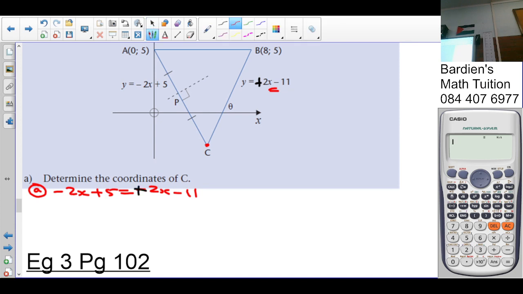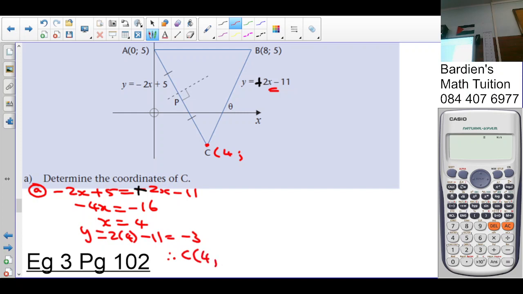So let's solve for x. We're going to get negative 4x is equal to negative 16. So x is equal to 4. So the x coordinate of C is 4. How do we calculate the corresponding y value? By substituting 4 either into the equation of AC or the equation of BC. It should give you the same answer. So y is equal to 2 times 4 minus 11, which is negative 3. Therefore C is (4, negative 3). Okay.